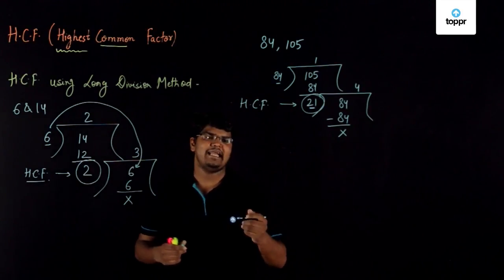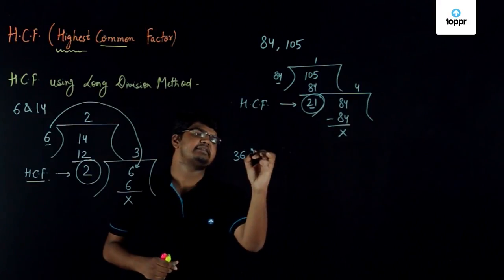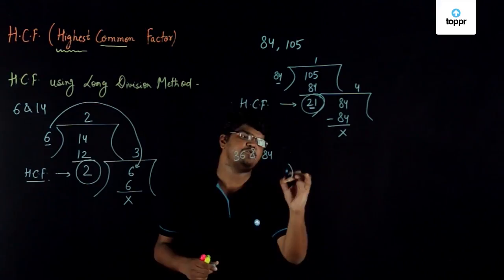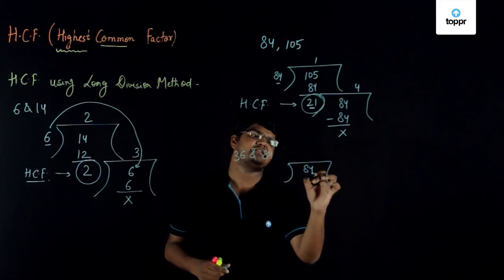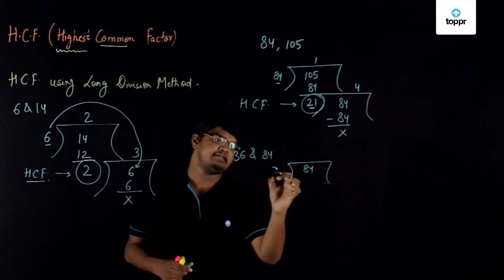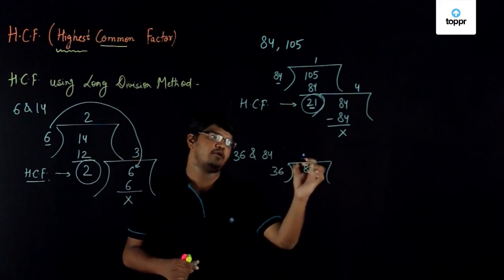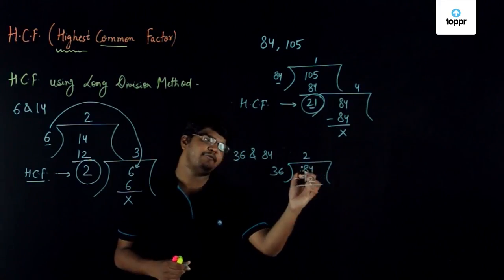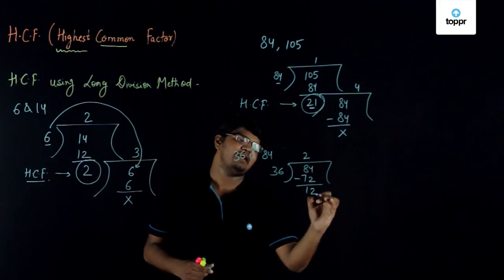Let us now take one more example. Let us now find the HCF of 36 and 84. Now again, the larger number is 84, so it will become the dividend, and 36 will become our divisor. The quotient will come out to be 2, and we will have 72 right here. So 84 minus 72 will give us 12.